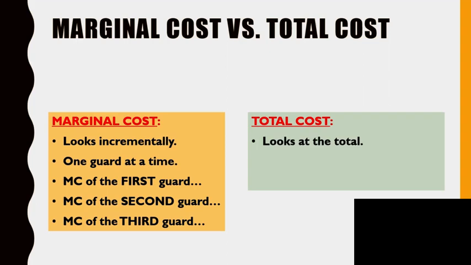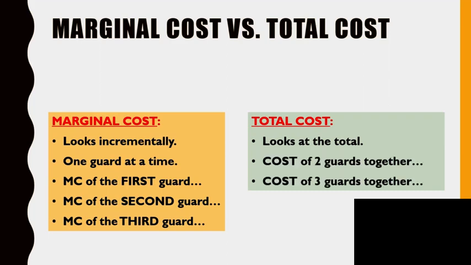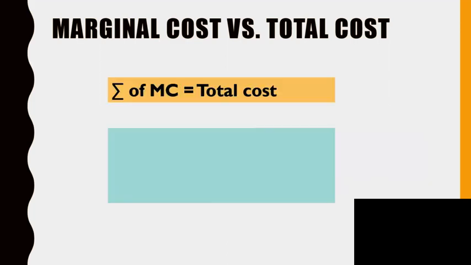Instead, if we look at total cost, we're looking at the total together. So what is the cost of 2 guards together? What is the cost of 3 guards together? So marginal looks incrementally, first, second, third. Total cost looks at the total together, 2 together, 3 together.